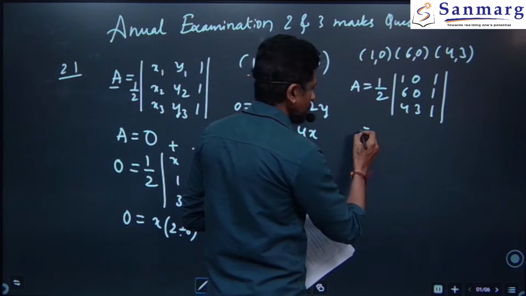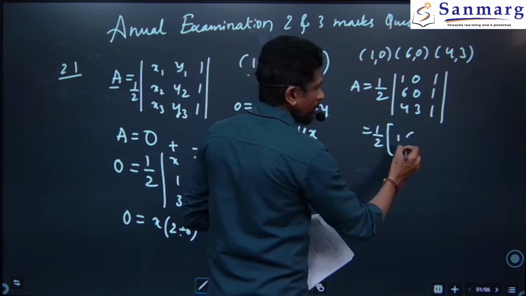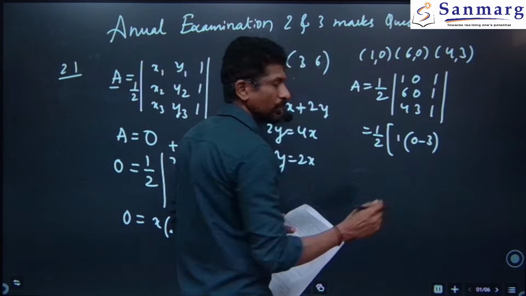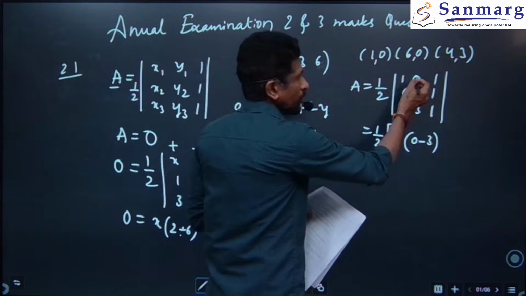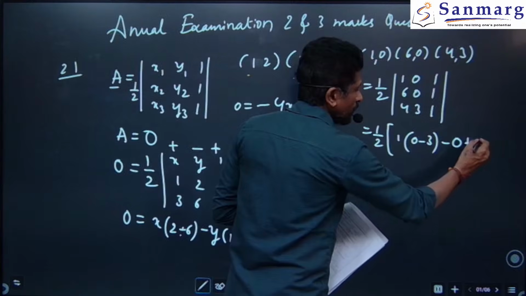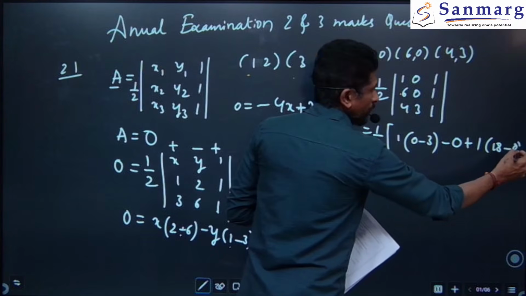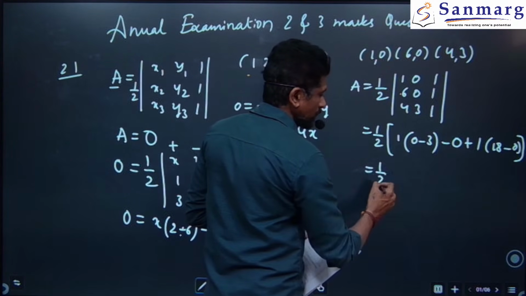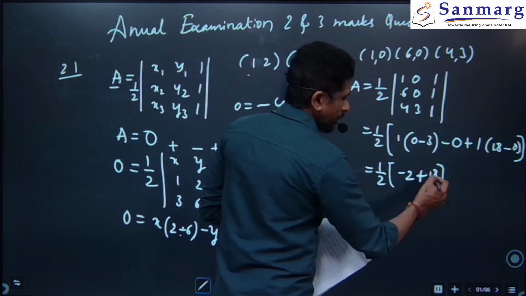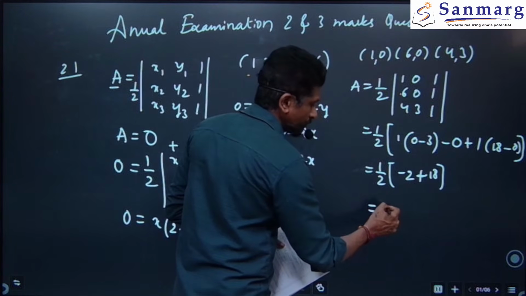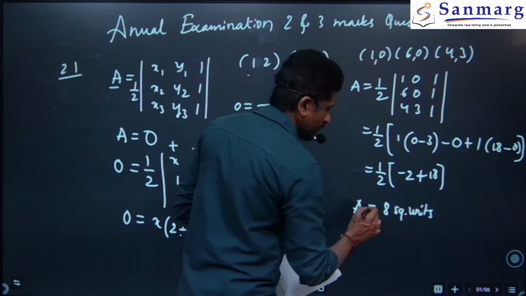Half will be as it is. As you know, the simplification of the determinant: 1 as it is, 0 minus 3 comes first, as you solved the earlier one. The same thing here in the second one also. Next 0 is there, the value becomes 0 itself. Next 1 as it is, 6 3s are 18, next 4 into 0 is 0. So now half as it is, this comes minus 2 plus 18, 18 minus 2 becomes 16, 16 by 2 is 8. So this way you find the area of the triangle, that is 8 square units.